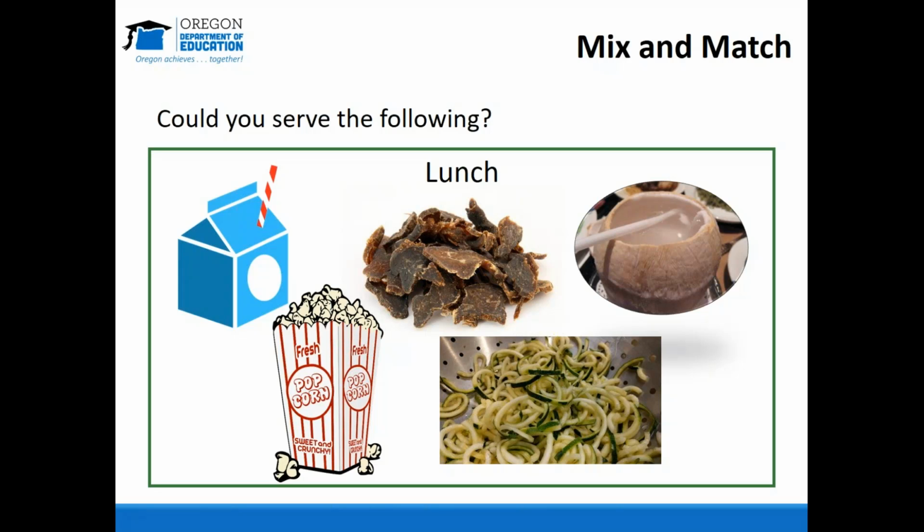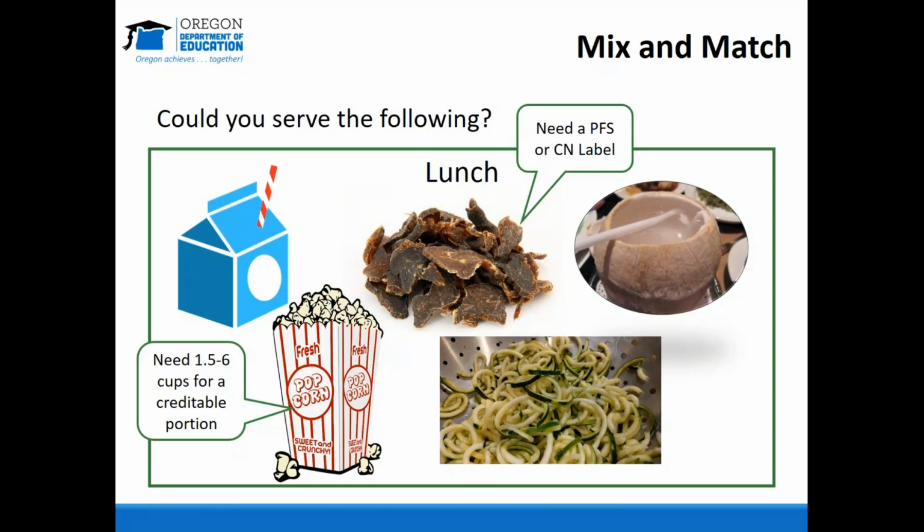There are a few things to keep in mind though. I bet you knew that caveat was coming up. Before you rush out to create a new menu, remember that your beef jerky must have a product formulation statement or a CN label in order to be creditable. And you must serve enough to credit for the minimum portion size for your age group, and that can get costly. Second, you will probably need to buy a popcorn maker since you need at least 1.5 cups to 6 cups of popcorn for each participant, depending on the age group that you are serving.